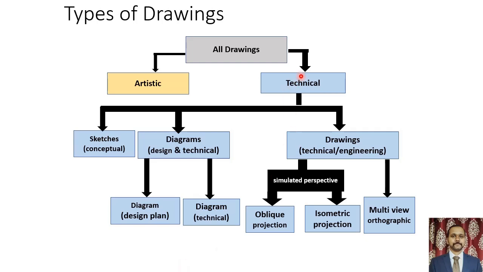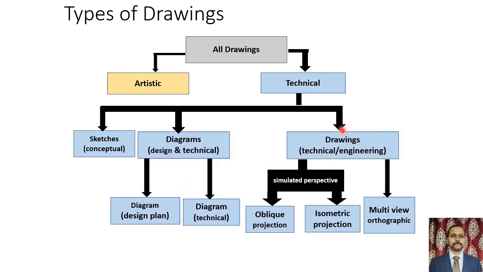If you see, this is the technical drawing we are going to study. So what does technical drawing include? Technical drawing includes sketches, then diagrams, then drawing techniques. These sketches are nothing but the conceptual sketches we have. Then a diagram is nothing but some design and technical things that we have to put on paper, and they include some design plans and technical diagrams. So this is included in the diagrams.